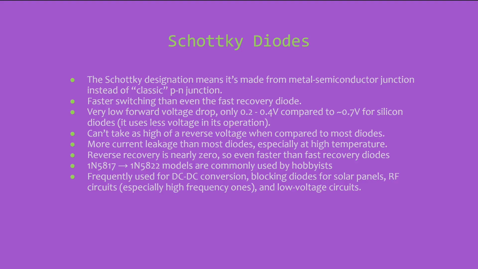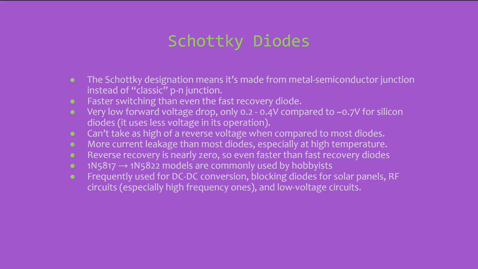And then we have Schottky diodes. You'll probably hear Schottky mentioned a lot. Schottky designation means it's just made from a metal semiconductor junction instead of the classic PN junction. Faster switching than even the fast recovery diodes. Very low forward voltage drop, only about 0.2 to 0.4 compared to like 0.7 for silicon diodes. So basically, it uses less voltage in its operation.